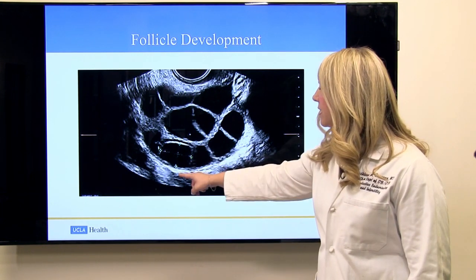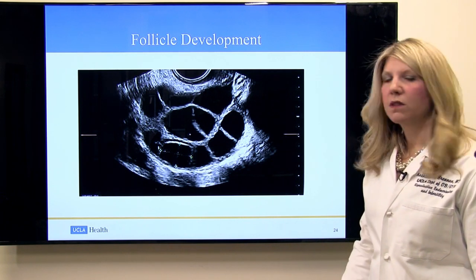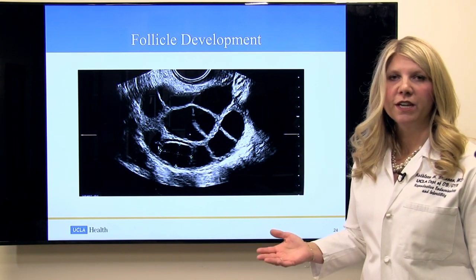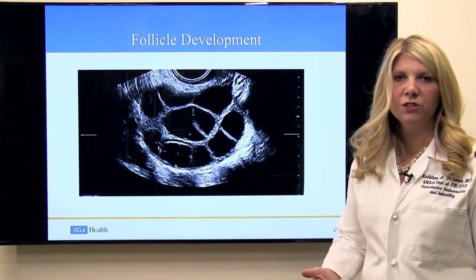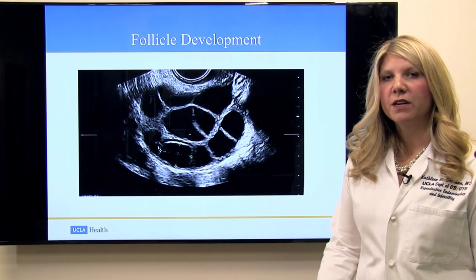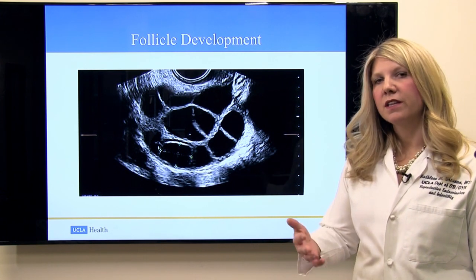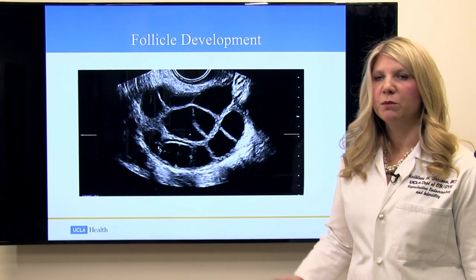So here you can see an X demarking the measurement of the follicle. The ideal size for triggering of the follicle with HCG is about 17.5 to 18 millimeters in average diameter. And you want at least 2 to 3 of that size in order to think that the cohort is in general mature.